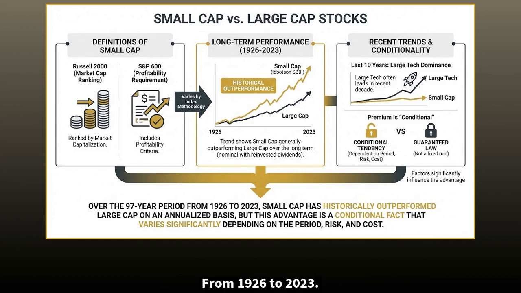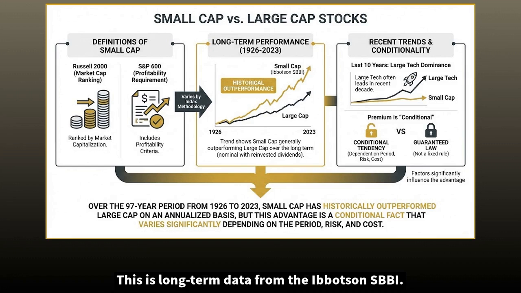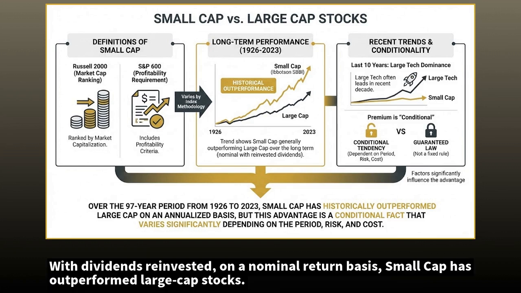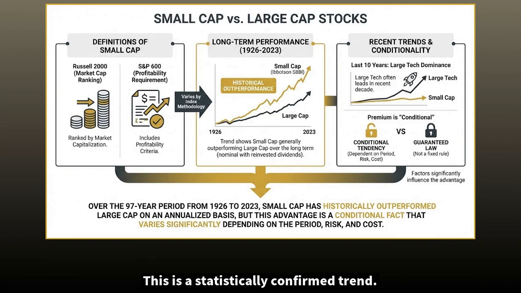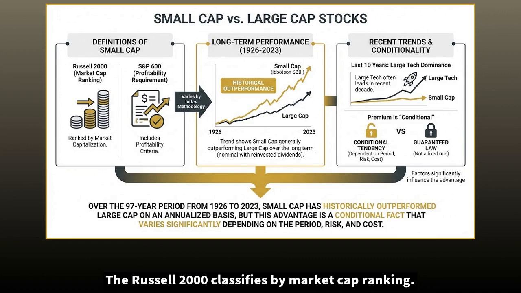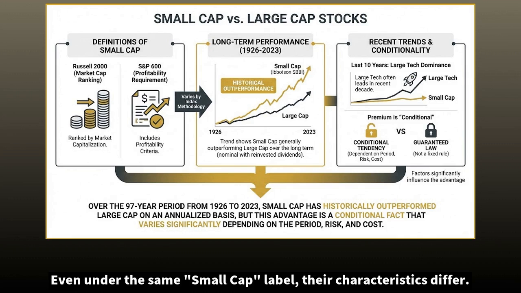From 1926 to 2023, this is long-term data from the Ibbotson SBBI. With dividends reinvested, on a nominal return basis, small cap has outperformed large cap stocks. This is a statistically confirmed trend. But here's what matters. The definition of small cap varies by index. The Russell 2000 classifies by market cap ranking. The S&P 600 requires profitability.